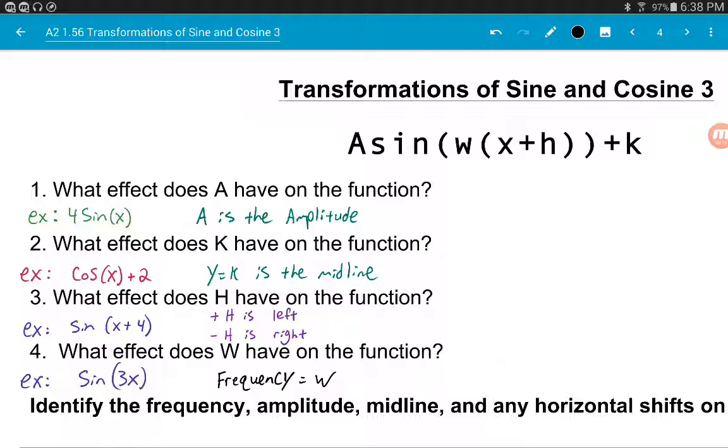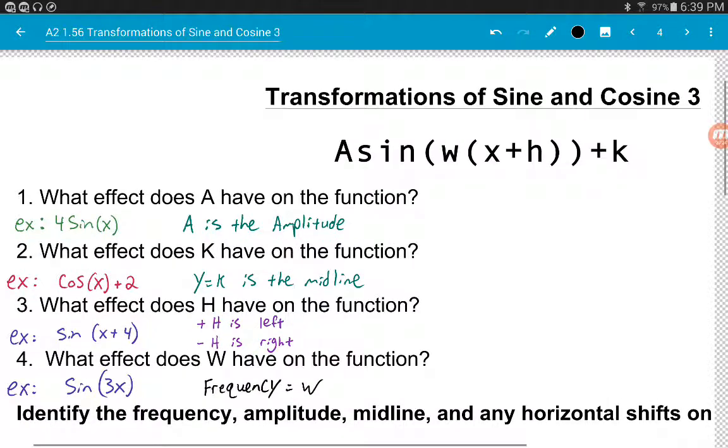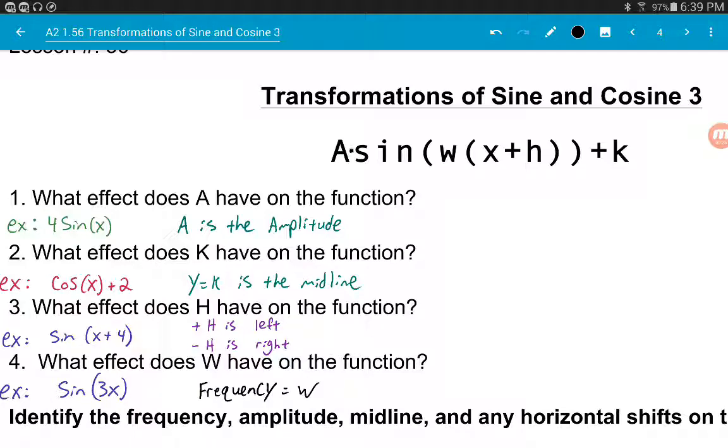Now the generic letters that we pick for these constants, these numbers that we don't know, are A, W, H, and K. So A is attached to the front of the sine and the cosine. It's a coefficient. It's attached to the multiplication. A is going to be the amplitude.